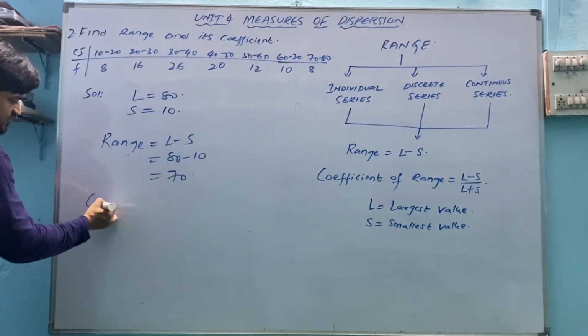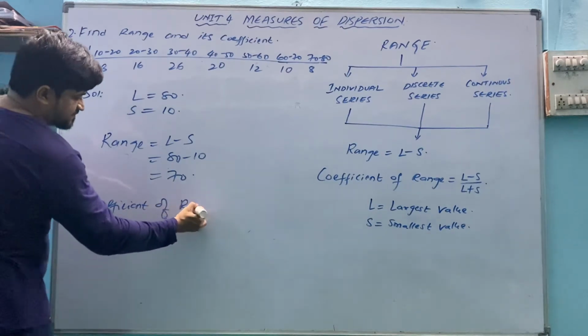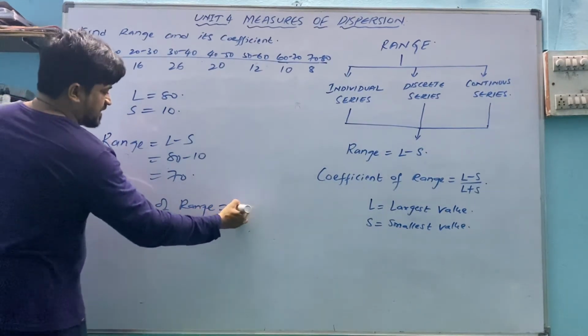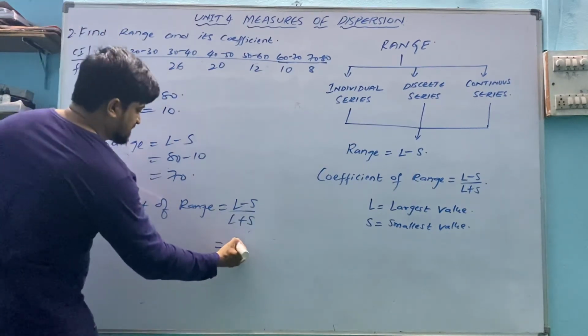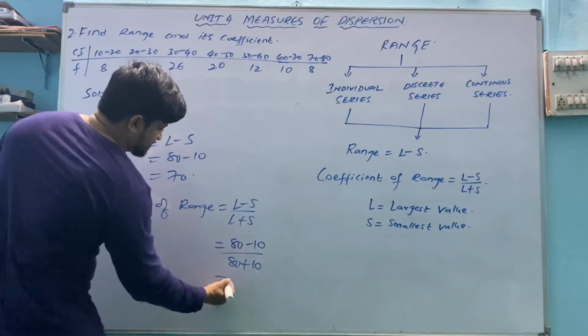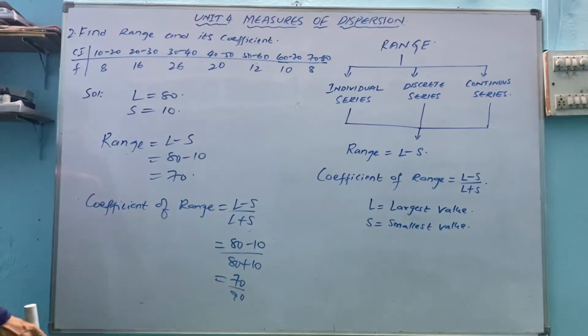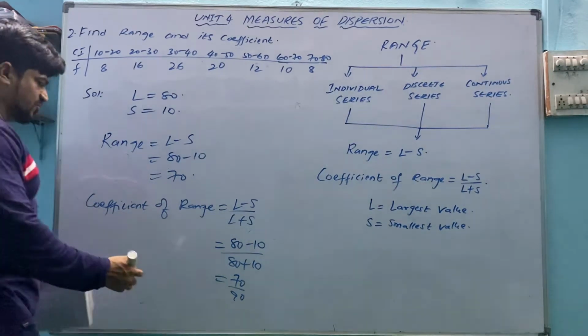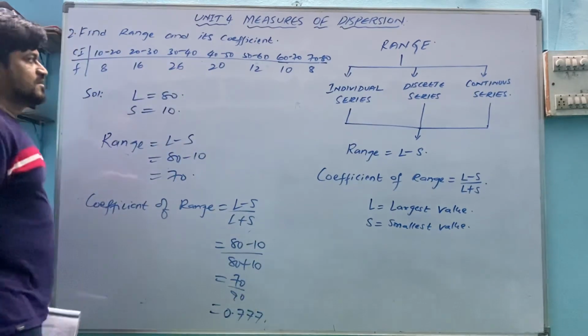Then we have the coefficient of range. Coefficient of range, L minus S divided by L plus S, which is 80 minus 10 by 80 plus 10, 70 by 90. So you can divide and write the answer 0.77.